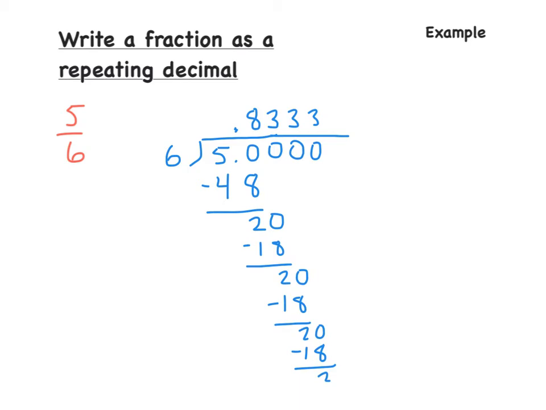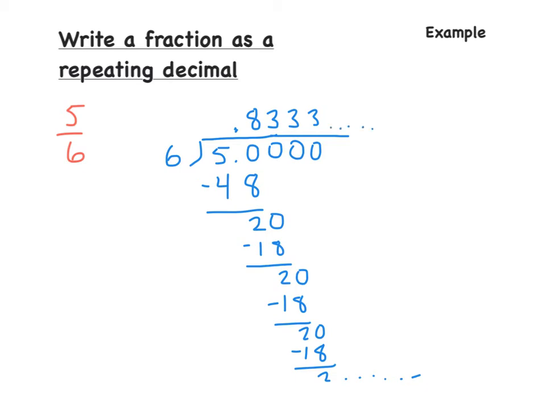Then you start seeing a pattern. We have 20 minus 18, 20 minus 18, 20 minus 18. It's going to be continuous. It's going to repeat every single time. So it'll be 0.833333333, and it just continues on.